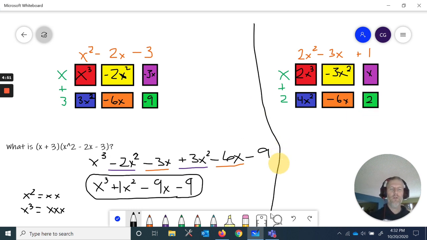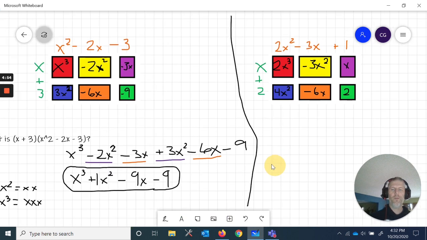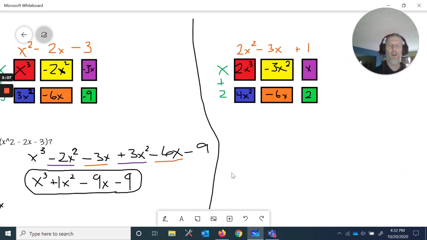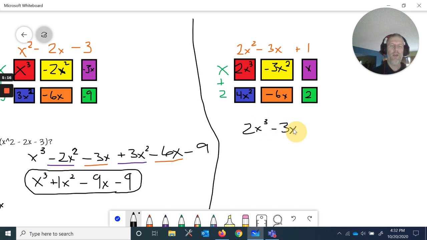All right, so we'll draw a little line right here so we don't get confused with our two problems. So remember, we're asking what is x plus 2 as a group times the quantity 2x squared minus 3x plus 1. After we've done all this, we're going to look at our boxes and add them together. So we have 2x cubed in the red, minus 3x squared in the yellow, plus 1x in the purple, plus 4x squared in the blue, minus 6x in the orange, plus 2 in the green.